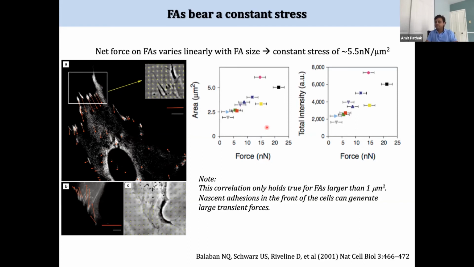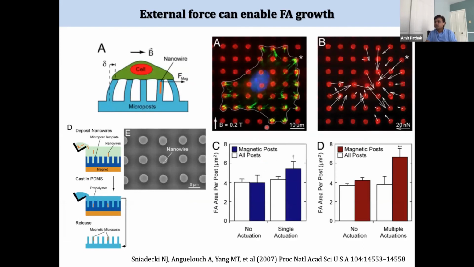Okay. This is, I think, one last thing I'm going to talk about in terms of the focal adhesion force relationship. In this experiment, these are microposts from Christian's lab, and the cell is sitting on it. Those you might have seen. What is different about this one is there are these magnetic nanowires inserted randomly into some posts. And what that does is that you can actuate this post. So you apply a magnetic field, this post will get actuated. So you're basically applying a force at a given focal adhesion to see if that increases the size of the focal adhesion or not.